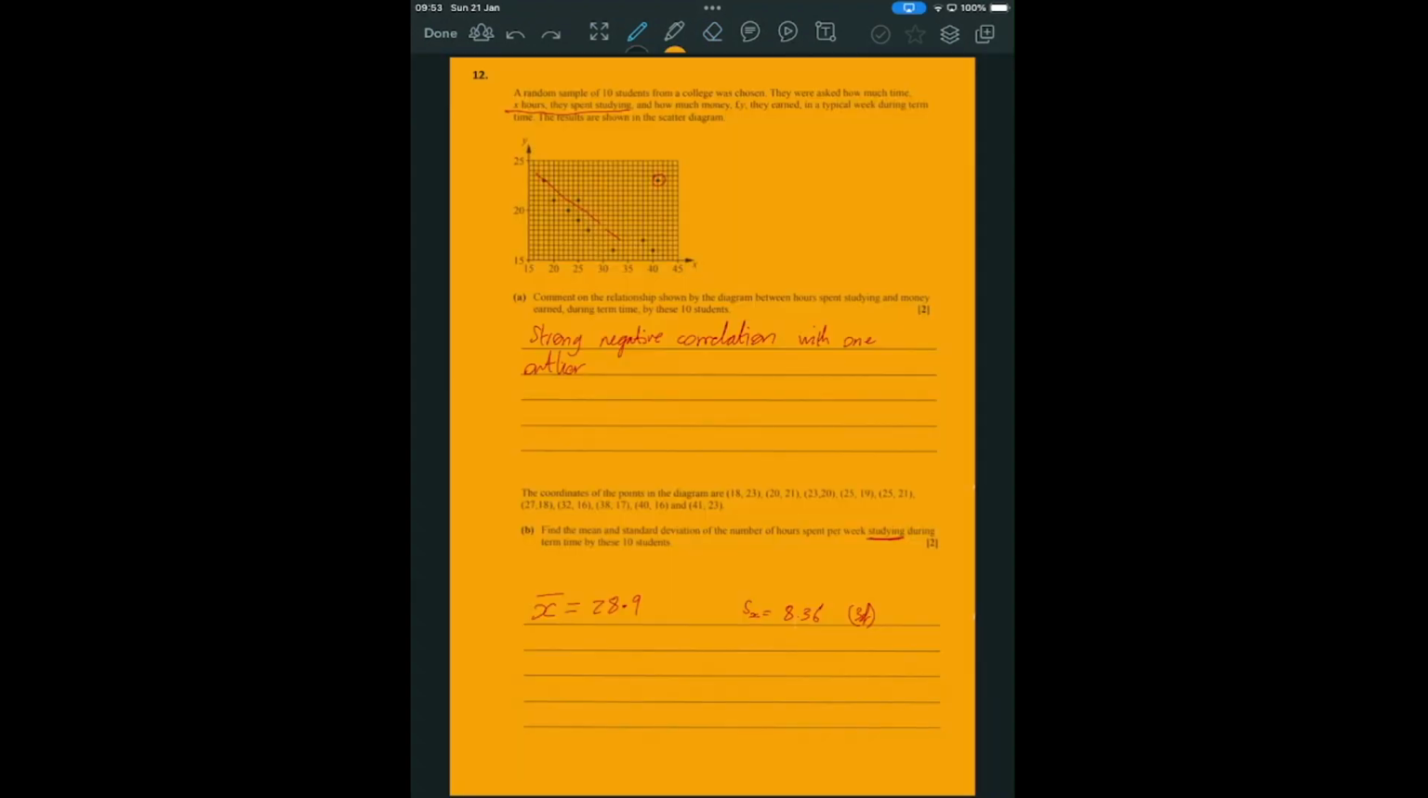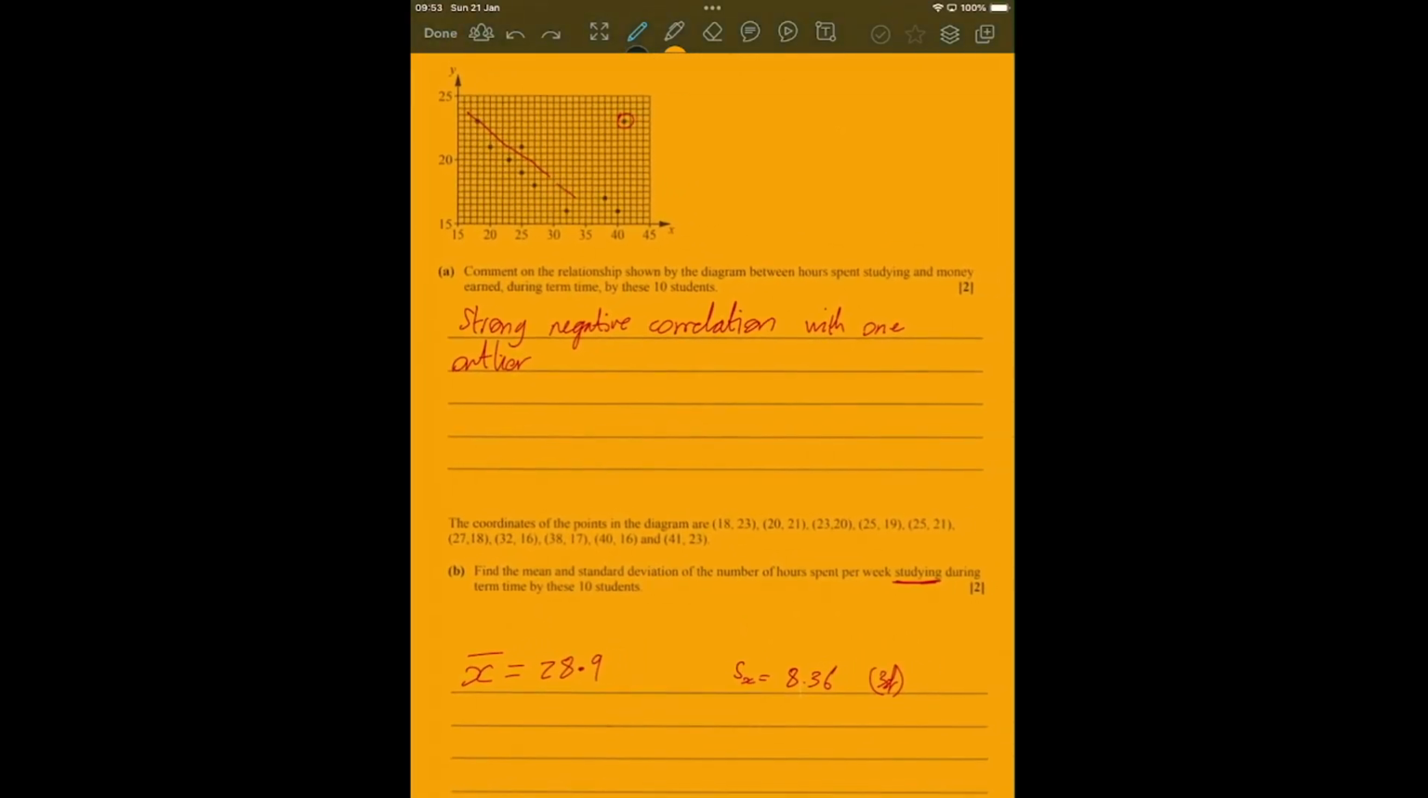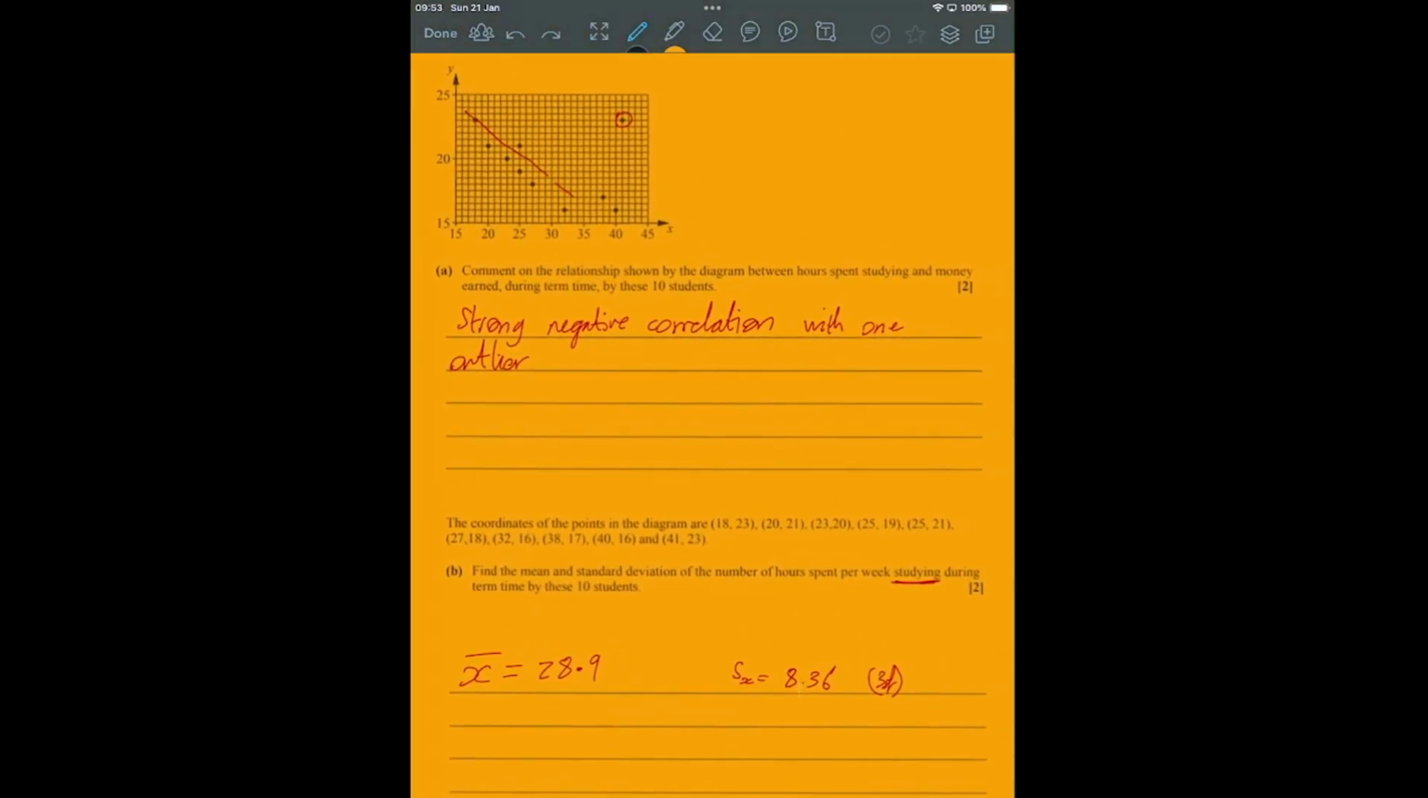Mysteries from the future here, just to add an extra comment onto this question. So firstly, if we're looking at any context-driven question, really we should say these comments in context. So although you could argue this first part A getting both marks, really when we say negative correlation, let's actually say what that means.